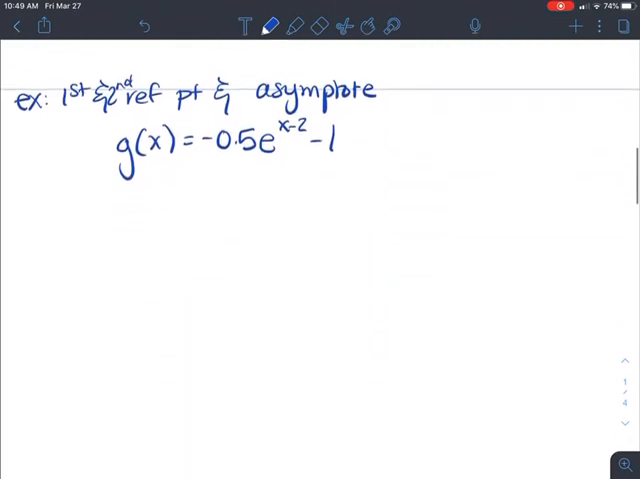Our second example is asking this very same thing. It's asking us to find the first and second reference points and the asymptote. So I'm going to go over here and list a, b, h, and k. I want you guys to pause this video and try to list out the values yourself. Try and find a, b, h, and k. And then you can unpause the video and see if you found the correct answers.